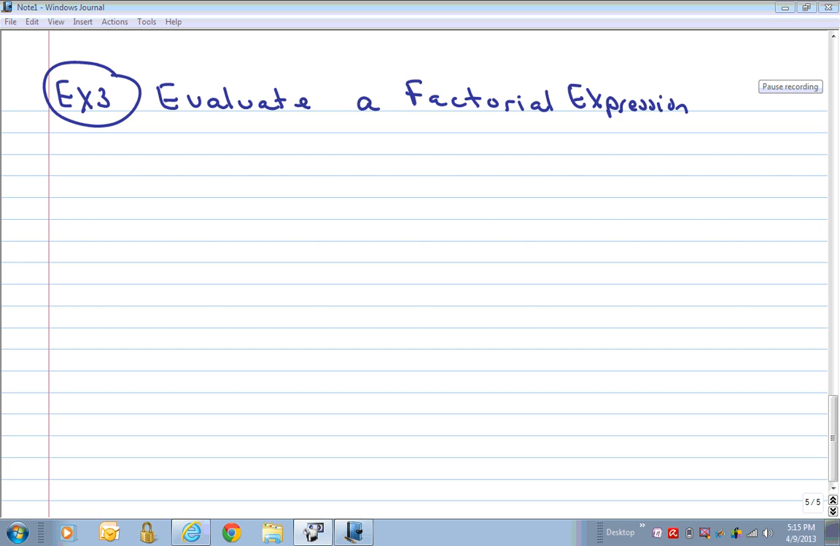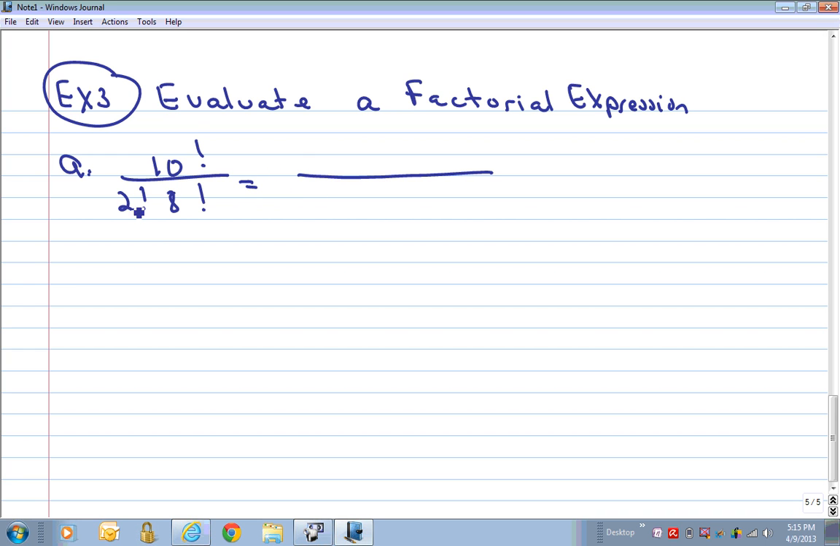All right, in this example, we're going to evaluate a factorial expression. So here's the expression given to us. This is example A. Would be 10 factorial over 2 factorial times 8 factorial. Here's what you're going to do. We know 10 factorial. Let's go to the smallest number first, the 2. So we're going to go 2 times 1. And then we're going to go times 8 times, and we would go 7, 6, etc., etc., etc.